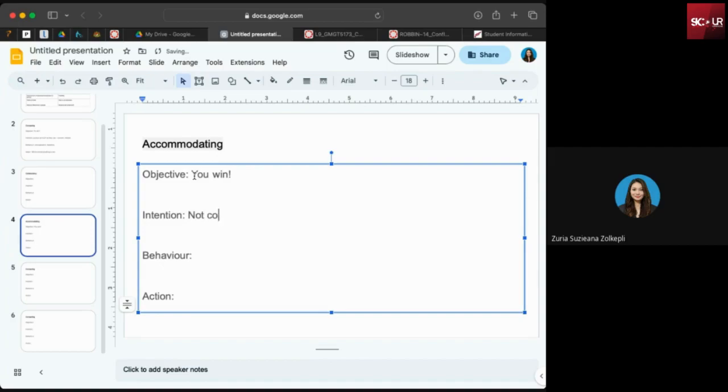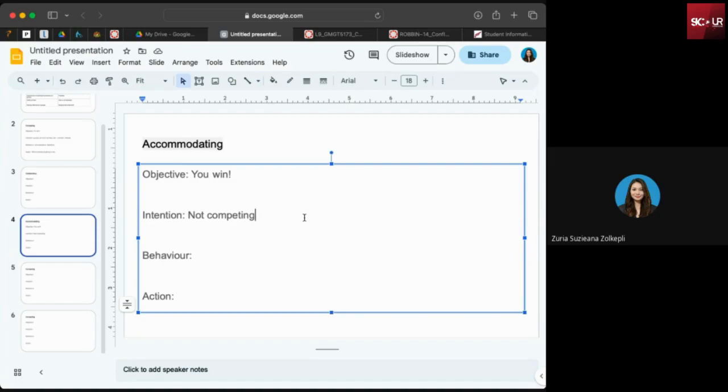And it's like the opposite of the previous one. But is accommodating good? Actually, no. That's why it's number 2. Yes, you are not that assertive. Okay, you are not that assertive, and then you don't do whatever you can to win.